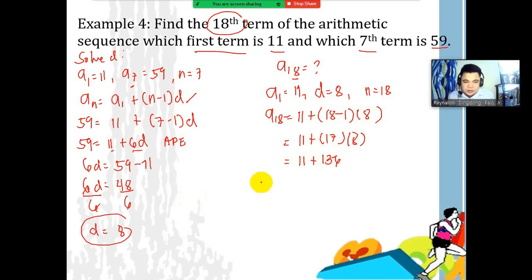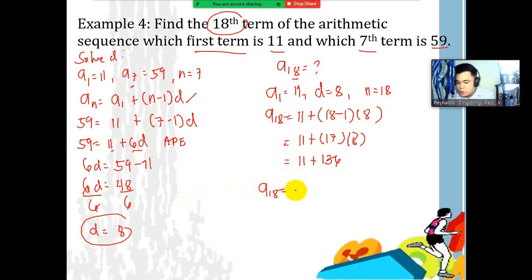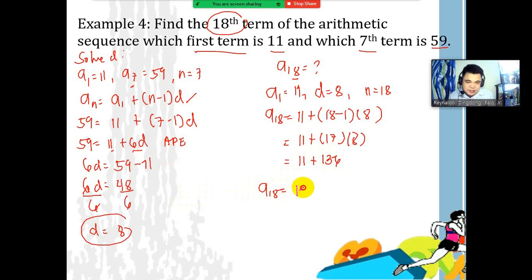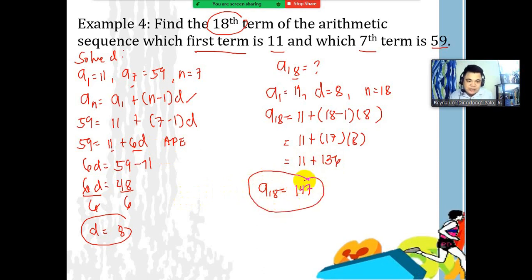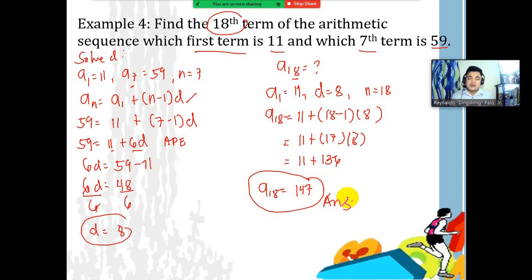Okay, so to simplify, 11 plus 136, your a sub 18 is equal to 147. So this is now the 18th term of the sequence. In this case, you have to learn how to actually analyze the problem, use your critical thinking, and then do the necessary things to solve for the unknown value. In this case, we solve first for d, and after that, that's the time that we are able to solve for a sub 18.